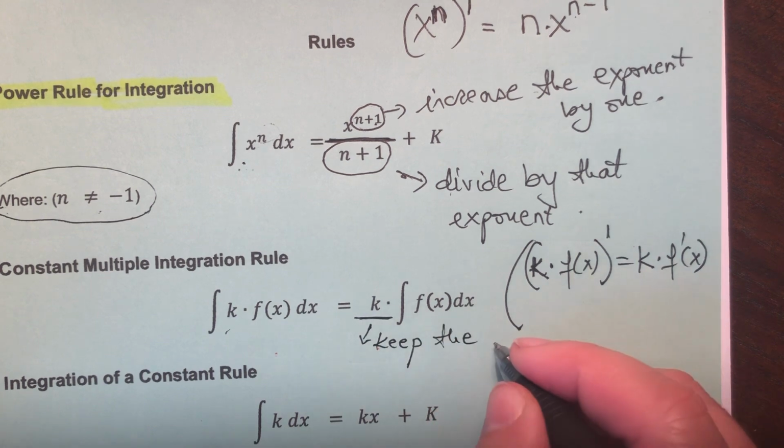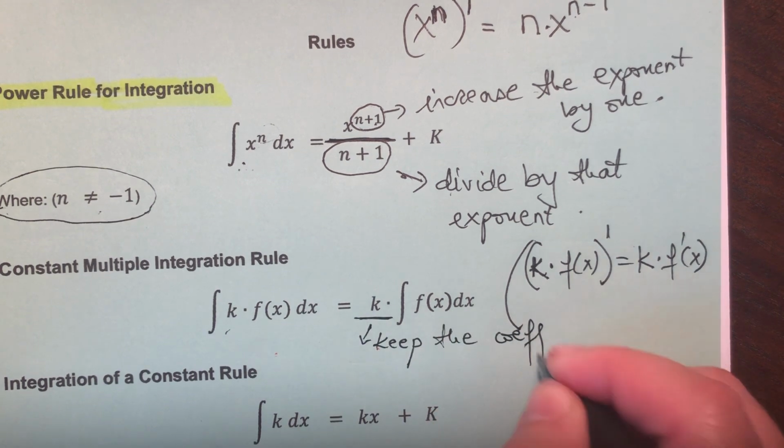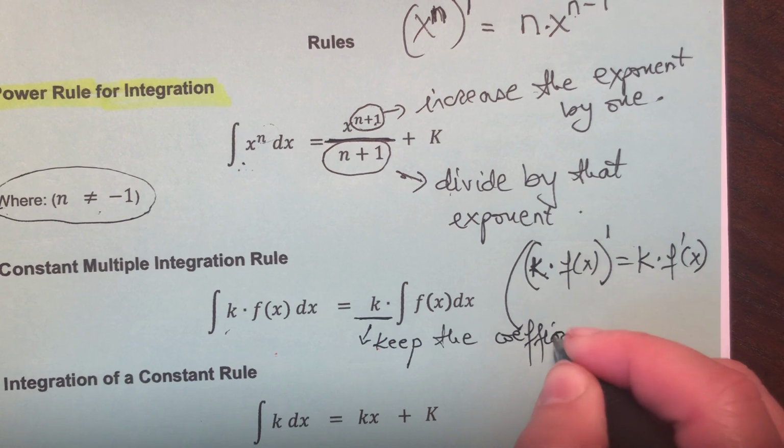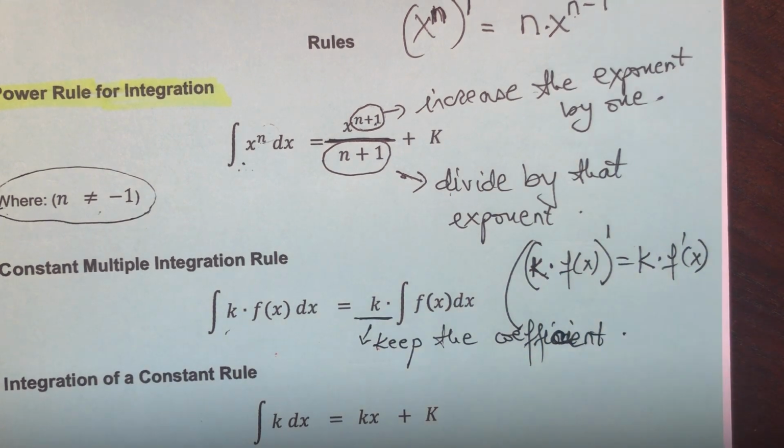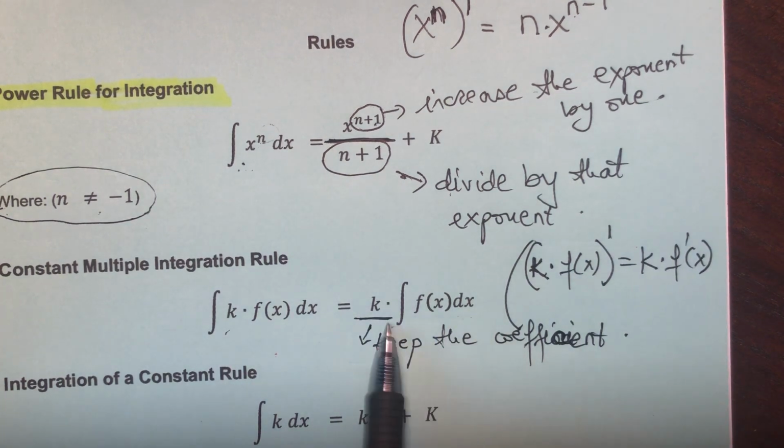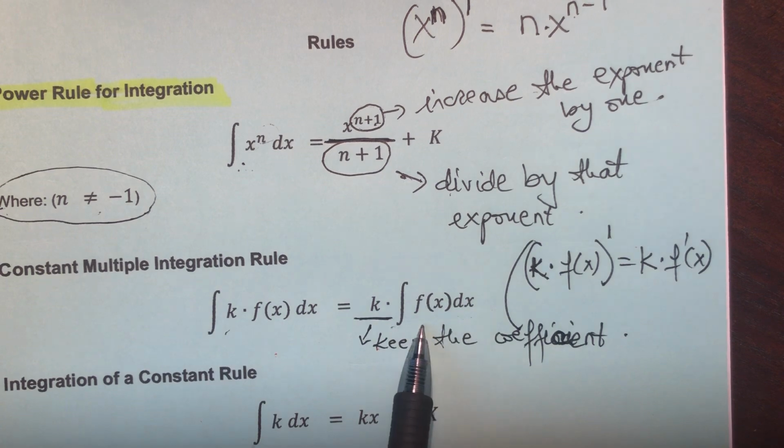In other words, the coefficient, in this case, right? The constant that's multiplied to a variable part is called a coefficient. But we keep that coefficient, or that constant, and we just concentrate on taking the antiderivative of the variable part, right? So it's the same way.